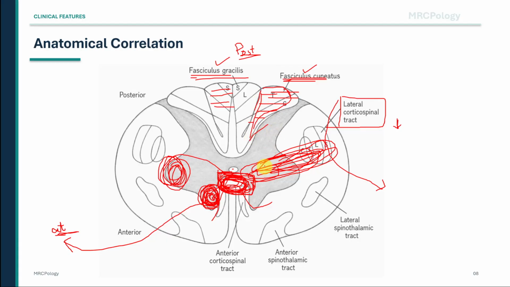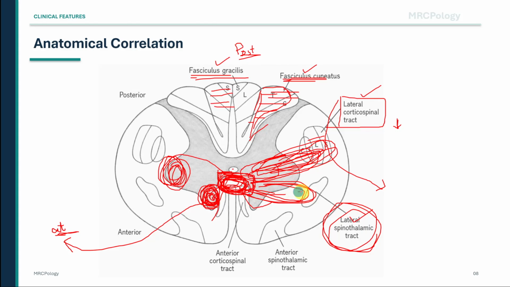The lateral spinothalamic tract carries pain and temperature after the fibers have crossed. But in syringomyelia, the early damage is usually not primarily in the lateral spinothalamic tract itself. The early damage is in the crossing spinothalamic fibers in the anterior white commissure. That is why the sensory loss occurs at the level of the lesion and is bilateral.